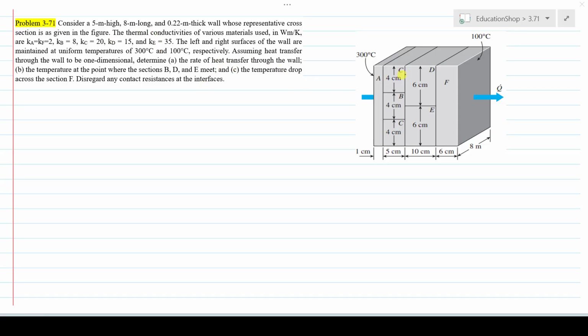So this statement provides a portion of the wall that is made up of different sections: A, C, B, C, D, E, F, and each section's thermal conductivity is given in watt per meter Kelvin. Now let's come to the solution, and let me write the data that is provided in the statement.